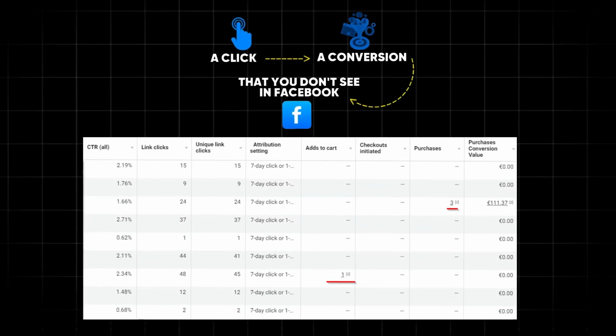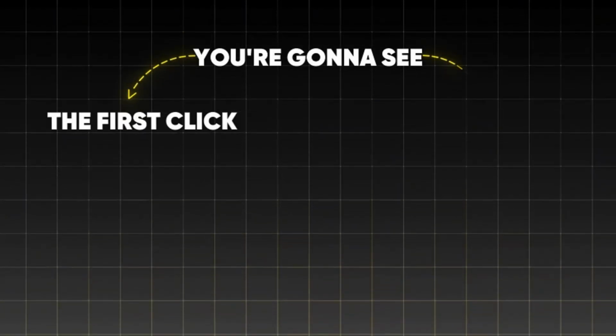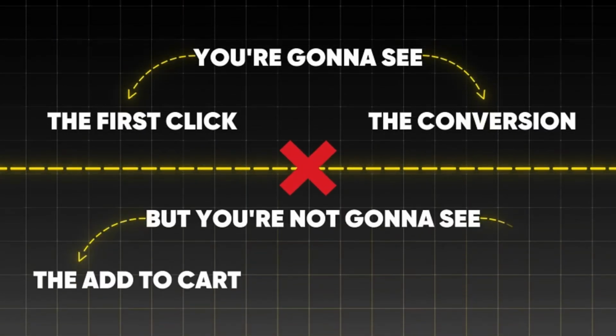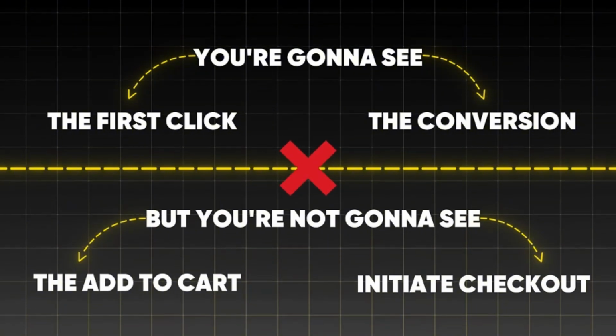But often enough, you're gonna see either just a click and then a conversion that you don't see in Facebook, or you're gonna see the first click and the conversion, but you're not gonna see the add to cart and initiate checkout or anything else in between. So this is a massive problem. And sometimes even with server-side tracking, there are still gaps, but we will mention the solution as well.